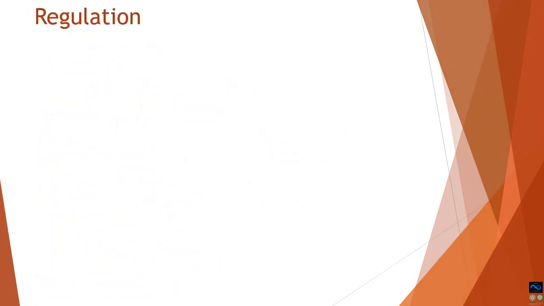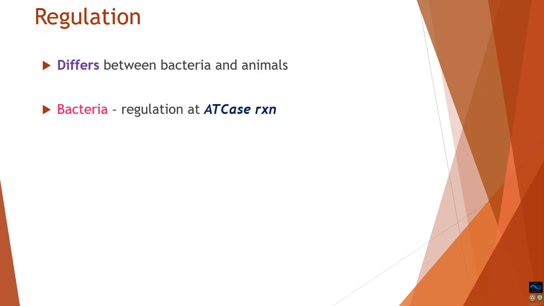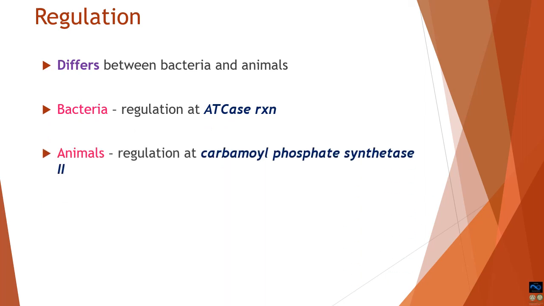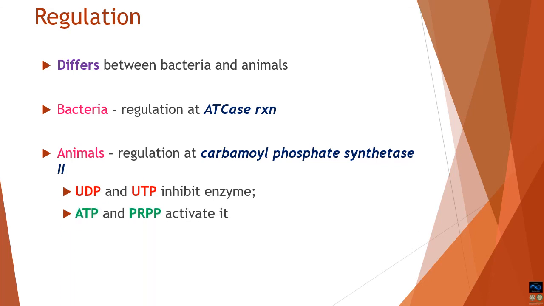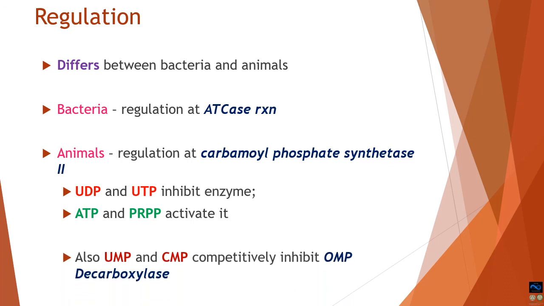As I mentioned earlier, there are two important enzymes which are regulated. However, they are different in mammals and in bacteria. The regulation is at a specific point. In bacteria, the regulation is on the ATCase reaction, while in mammals or animals, the regulation happens at the first step of the de novo synthesis, which is carbamoyl phosphate synthetase 2. UDP and UTP inhibit this enzyme, while ATP and PRPP activate it. Also, the end products UMP and CMP competitively inhibit the penultimate enzyme, which is OMP decarboxylase.